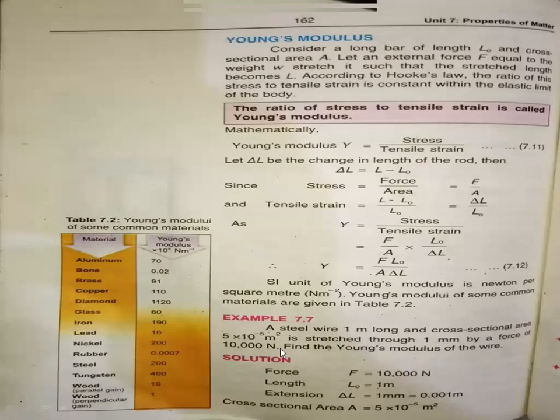So I'm going to write the given data. Force is given to me, which is 10,000 Newton. So my capital F will be 10,000 Newton, which is the force. And the original length is given to me, 1 meter. This is the steel wire 1 meter long. It means L naught is 1 meter.